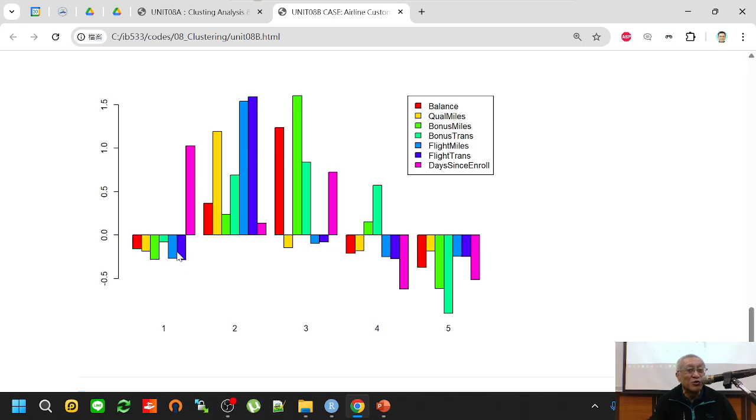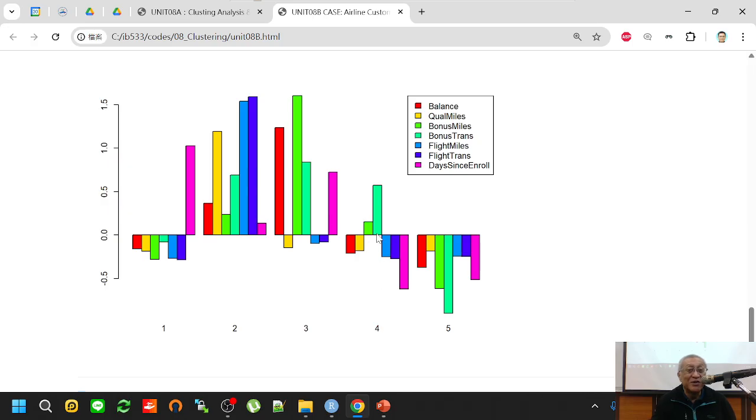See, because you standardize and do this comparison, you can see that the characteristic of this group is that they have a very large days since enroll, but they do not have too much activity, right? And they have a low balance. Which means that these are the old members that do not fly recently, isn't it? Right? Okay.